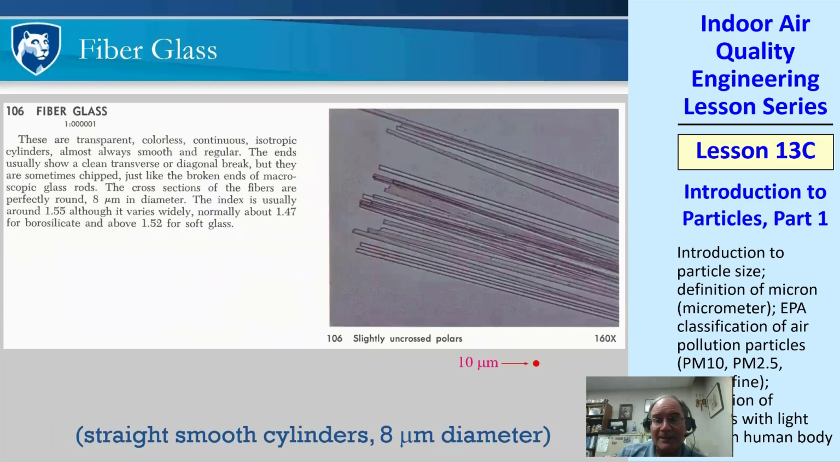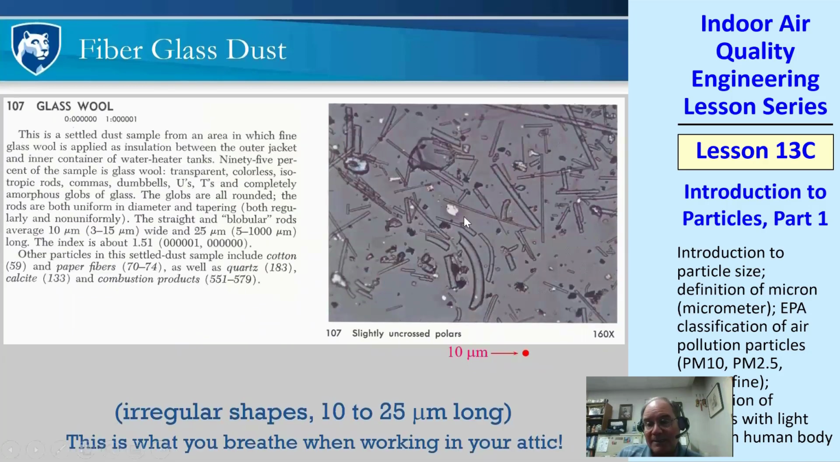Compare that with fiberglass. They're about 10 microns in diameter, and they're long and straight, but they have no fibrils. They're nice and smooth. And even when they're all broken apart, this is what you breathe in your attic if you have fiberglass insulation. This is called fiberglass dust. And these are all bigger than 10 microns. So they're 10 to 25 microns generally.